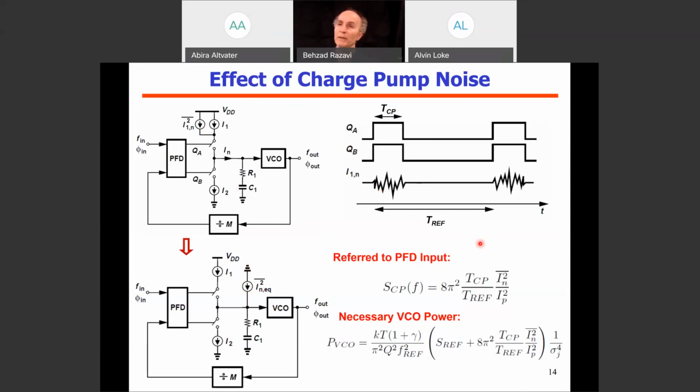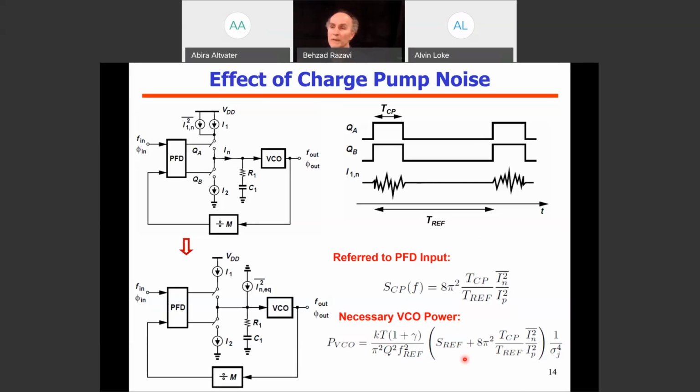And then we refer this result back to the input of the PFD to obtain this spectrum. So this is the noise spectrum created by the noise in the charge pump when it is referred to the input. And as soon as it's referred to the input, it becomes indistinguishable from the reference phase noise. So now we can just go back to our equations, and if we have SREF, the reference phase noise, we can simply add this to it, and this is the result that we get.